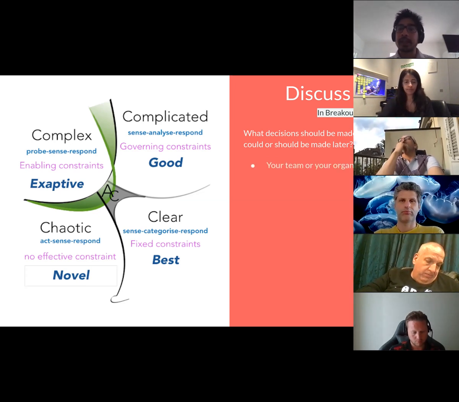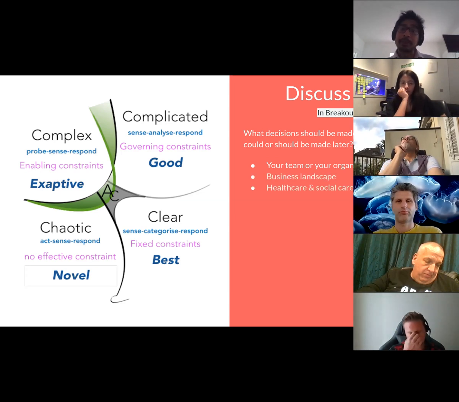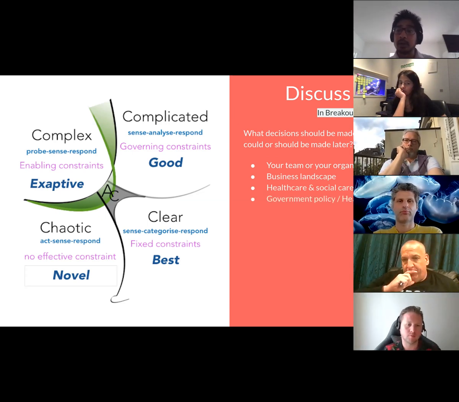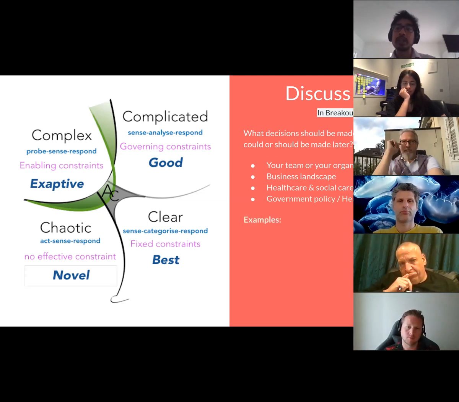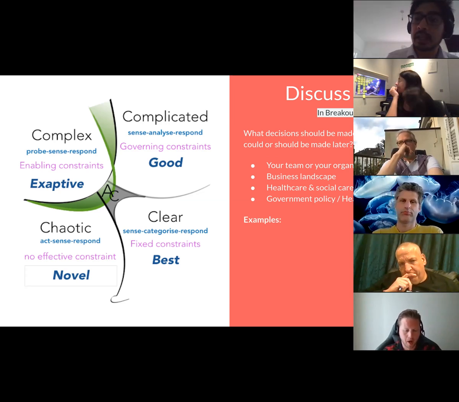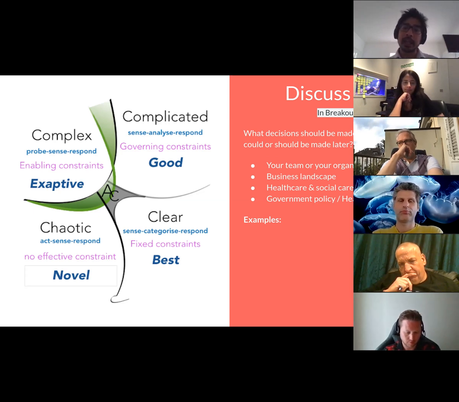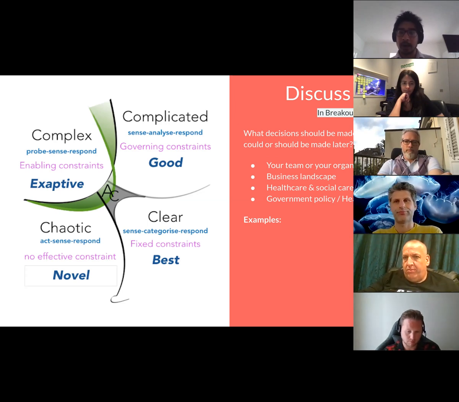So again, we can think about this at team level or organizational level, perhaps from the business landscape, perhaps from healthcare or social care, government policy, or healthcare research. So these are 4 possible areas that you may want to focus on in your breakout areas, or again, feel free to think about something else. And I'm going to have this slide up on the screen, with some examples that I've put together. There may be some better examples, just to get our bearings.